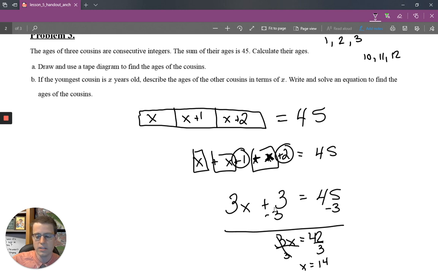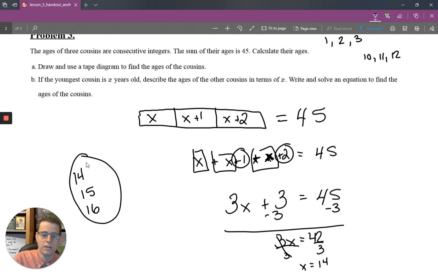Well, the youngest cousin is 14 years old. Then we have 15 and we have 16. They're 14, 15, and 16 years old. And of course, those 3 numbers do add up to be 45.